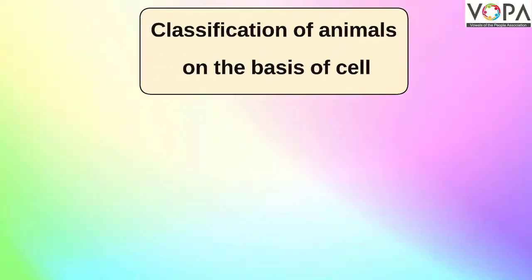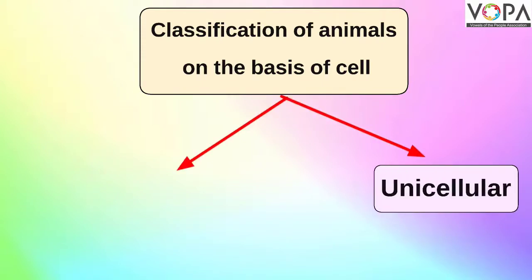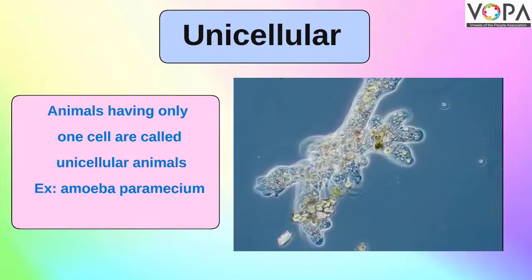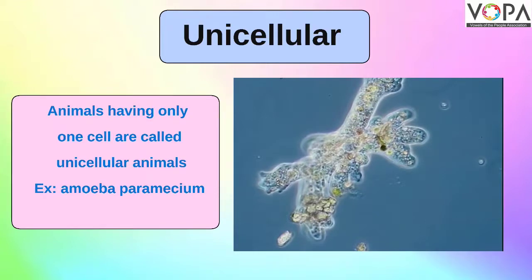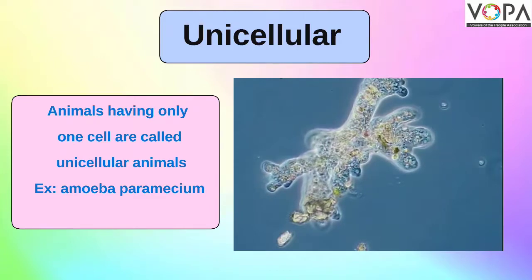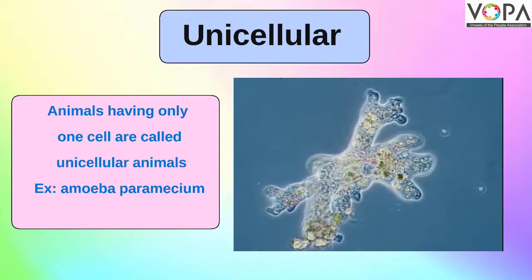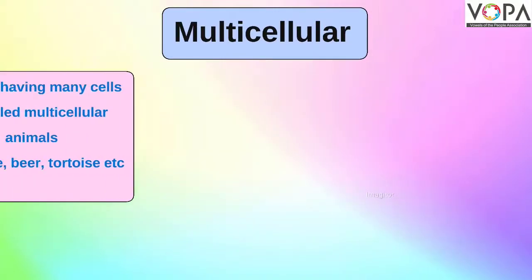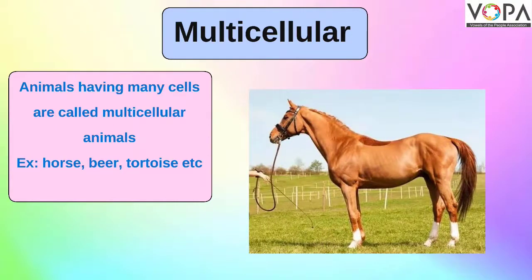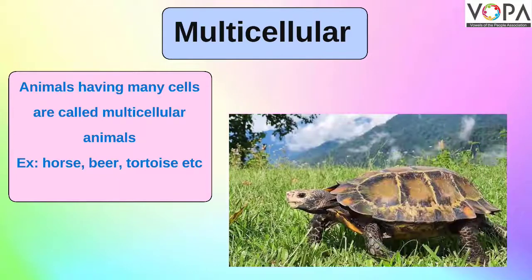On the basis of cell, animals are classified into two classes: unicellular and multicellular. Animals that have only one cell are called unicellular animals. For example, amoeba, paramecium, etc. Multicellular animals. Multi means many. Animals having many cells are called multicellular animals. For example, horse, bear, tortoise, fishes, etc.